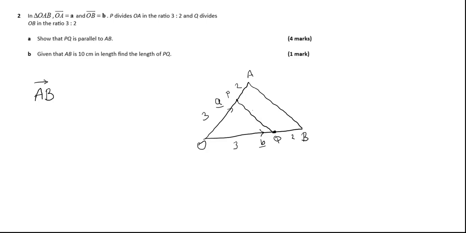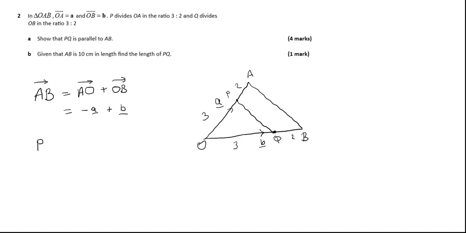So A to B: in order to get from A to B, I'm going to go from A to O and then from O to B. So A to O is minus a, plus O to B, which is b.